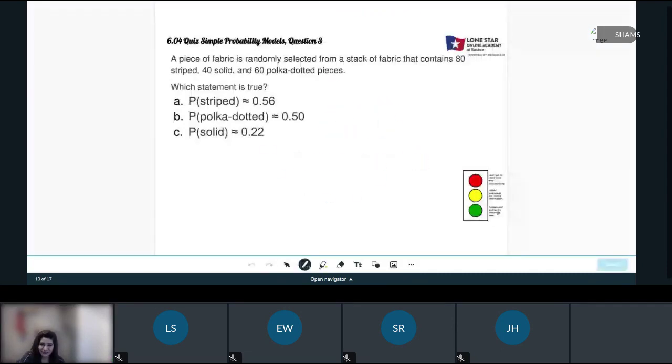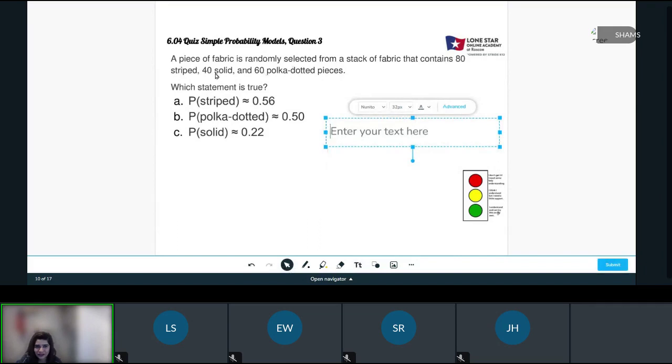We are making some kind of assumptions here to go a little faster, and that is okay. Step 1, always find the total. And they're talking about fabric, and there are 80 striped, 40 solid, 60 polka dotted. Total: 80 plus 40, that's 120, plus 60, that gives you a total of 180. So total we have 180.